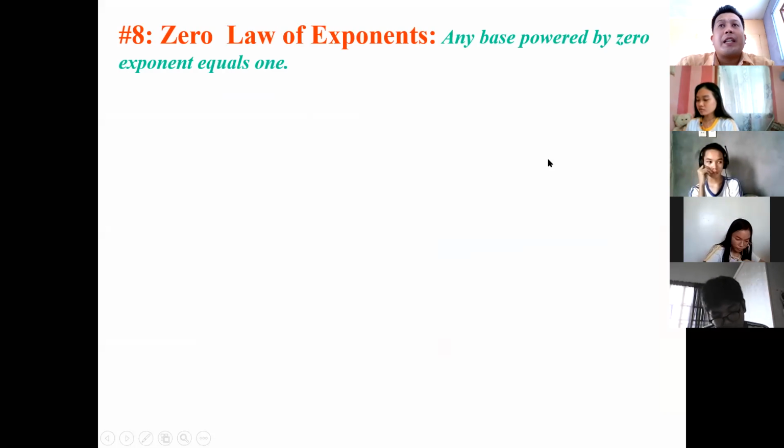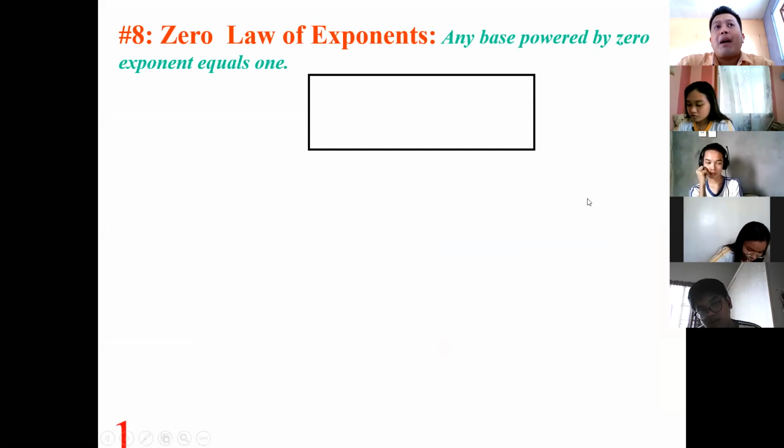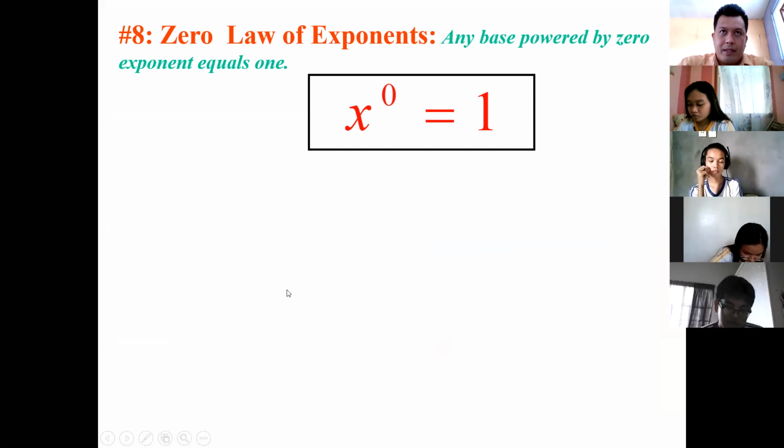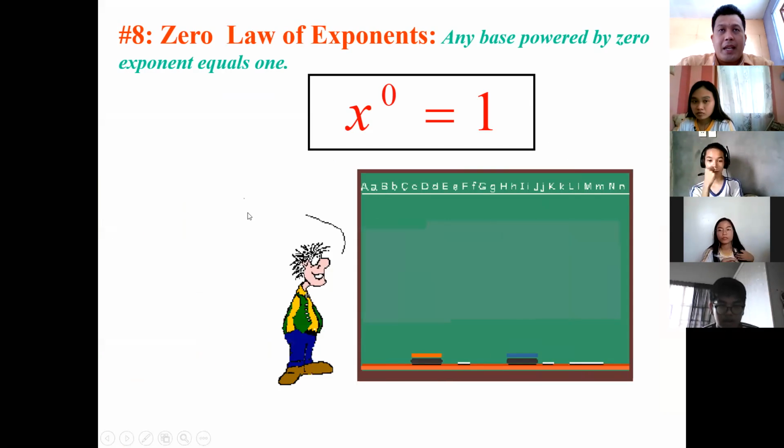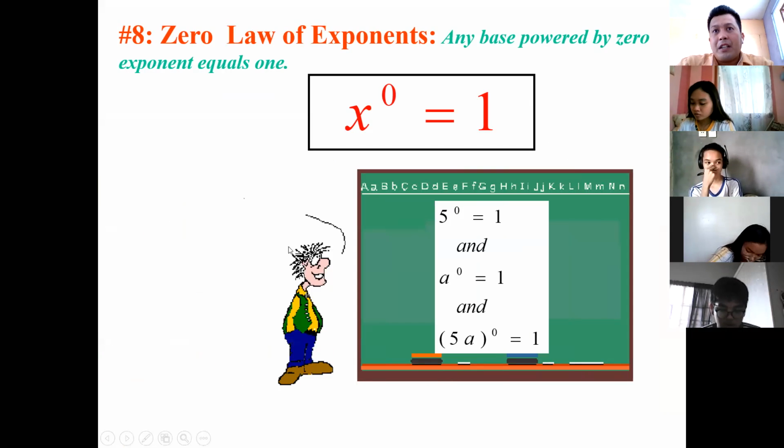Zero law of exponent. Any base powered by a zero exponent is equal to 1. Okay? So what happens here: 5 to the power of 0 is 1, 8 to the power of 0 is 1, and 5a to the power of 0 is also 1.